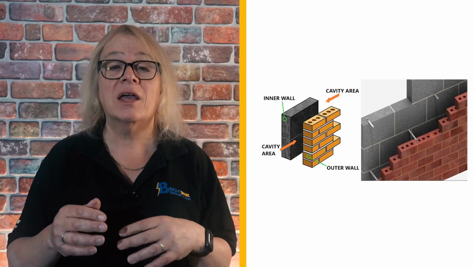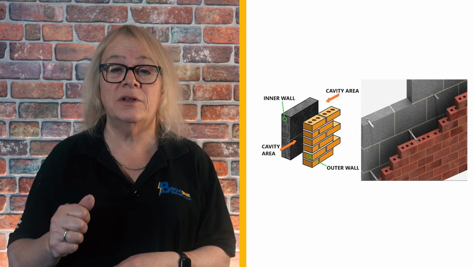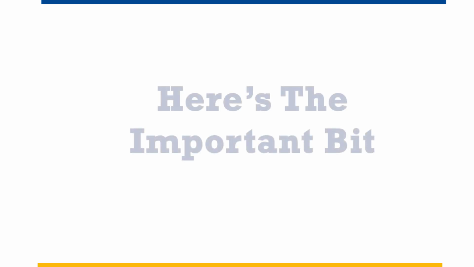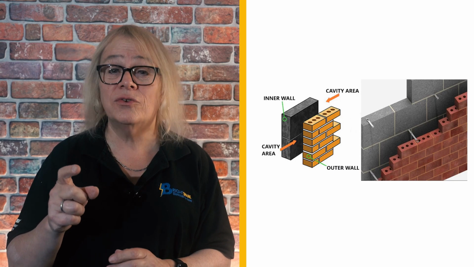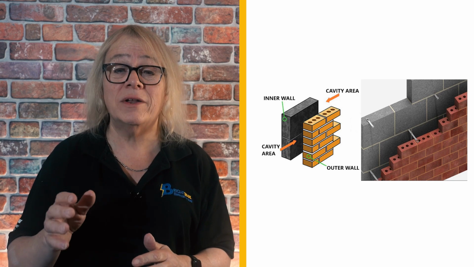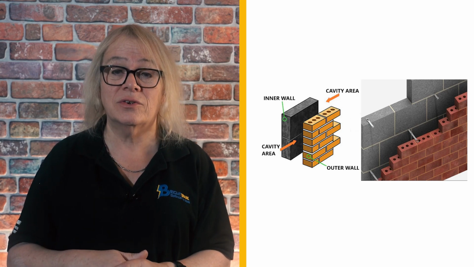However, many contemporary properties also have cavity wall construction, where you've got brick on the outside and blockwork on the inside. Now, here's the important bit. Even though there's a cavity between those layers, we're not allowed by law to run electrical cables through it, according to the building regulations. So for our purposes, we're going to talk about solid walls. We mean any wall where cables cannot be routed through the cavity.